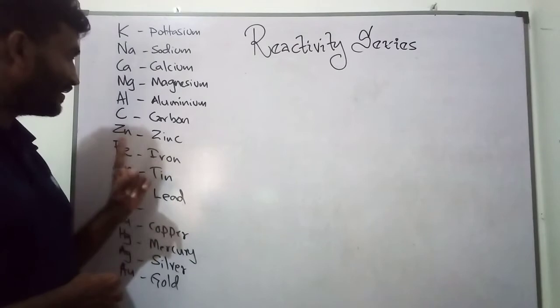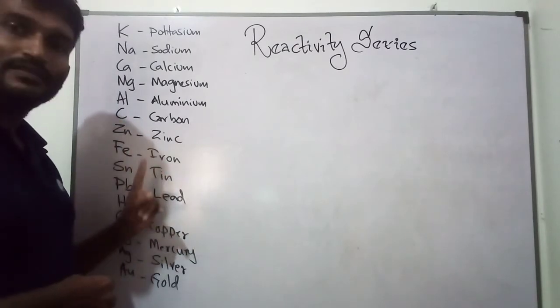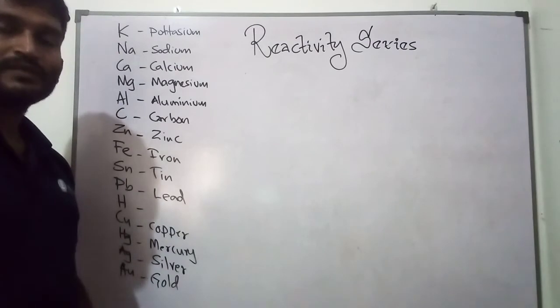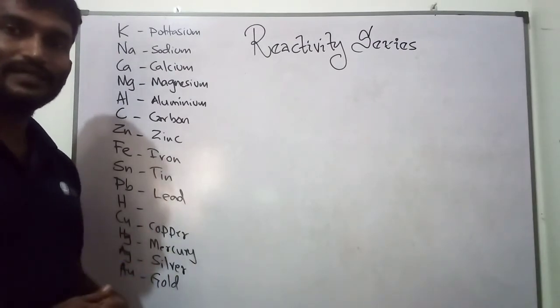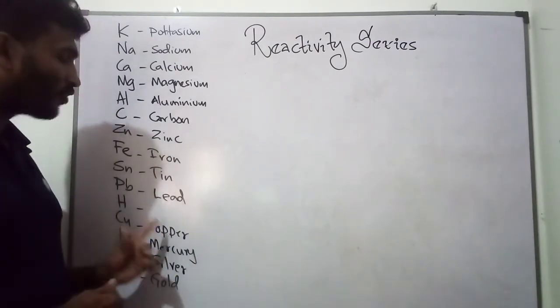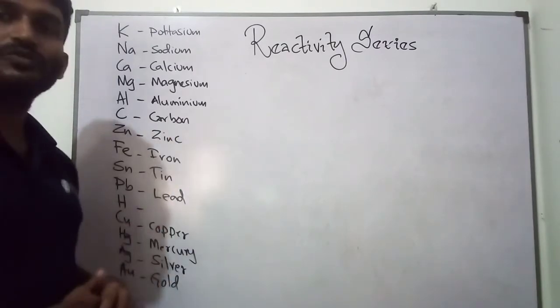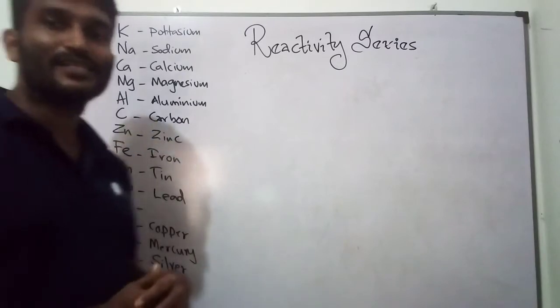Then carbon, then zinc, iron, tin, lead, then hydrogen also there. There's a reason for including hydrogen here, I'll tell you later on. Then copper, mercury, silver and gold. And there's an easy method to memorize the reactivity series also.